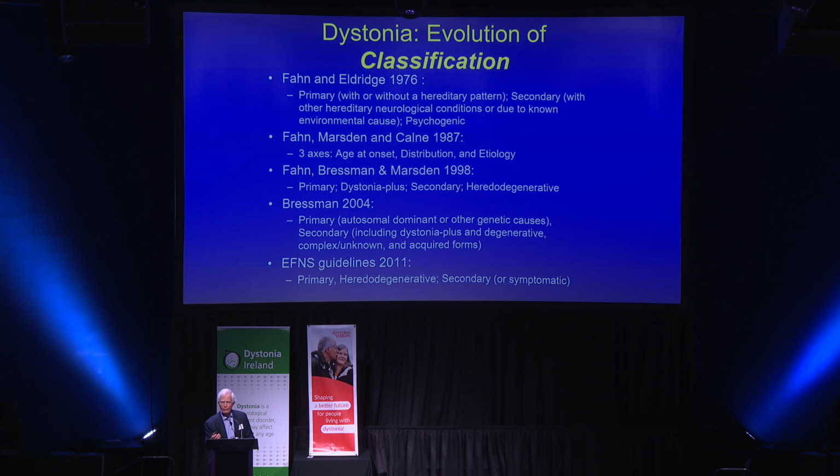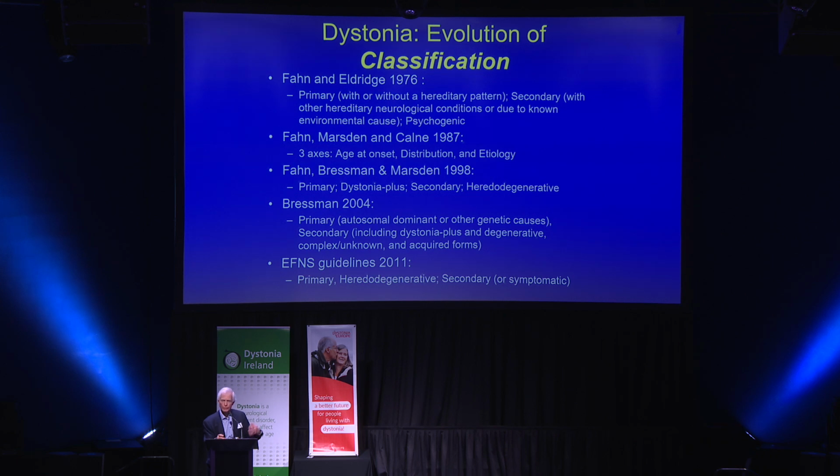Then the DMRF funded 3 international programs as centers of excellence. And when I started to train, these were the 3 world-renowned centers of excellence for dystonia: Fahn in New York, Marsden in London, England, and Calne in British Columbia. And they started to talk about dystonia on 3 axes: the age of onset, the distribution, where in the body the dystonia is seen, and what is the cause. You'll see this word repeatedly, etiology. That just means cause. And then Fahn, Bressman, Marsden, '98, used some other terminology.